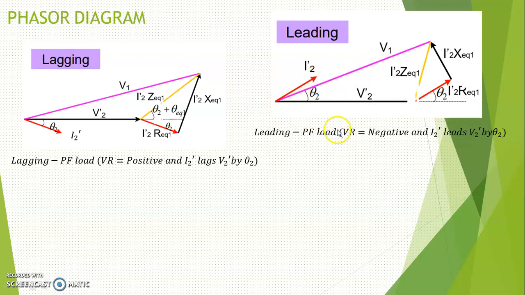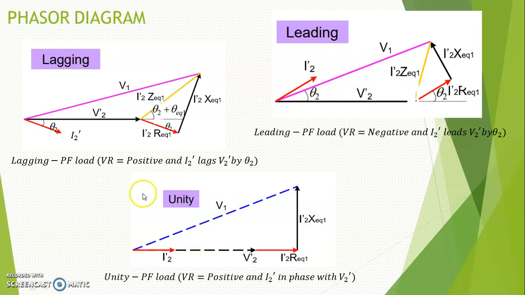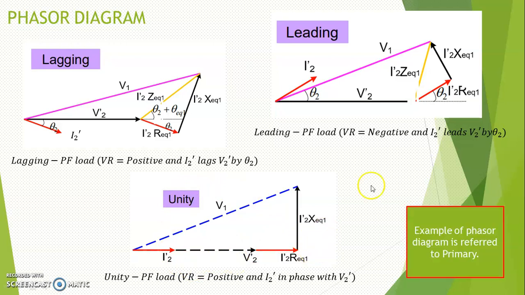The third condition is the unity power factor load. In this case, the voltage regulation has a positive value as well, and the I2 prime is in phase with the V2 prime. So now the I2 prime has the same phase as the V2 prime, and that's why we call it a unity power factor load. Basically all these three Phasor diagrams represent the Phasor diagram for a transformer circuit that is referred to the primary side.